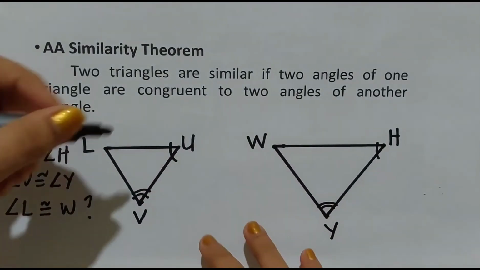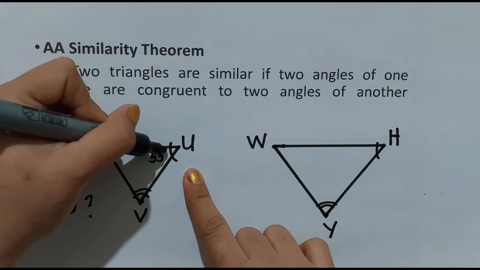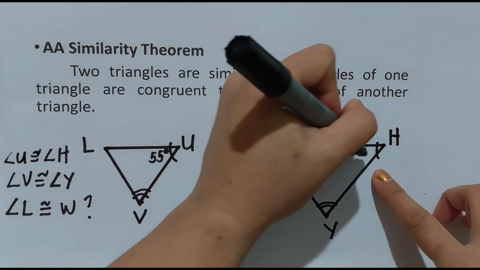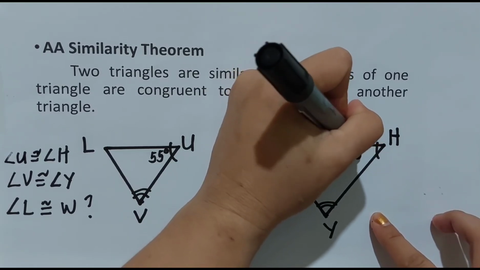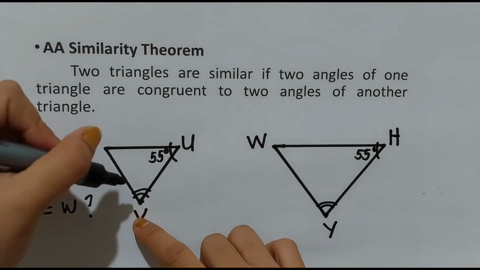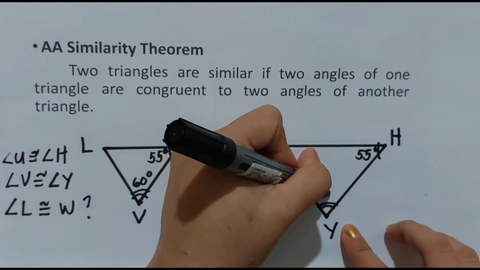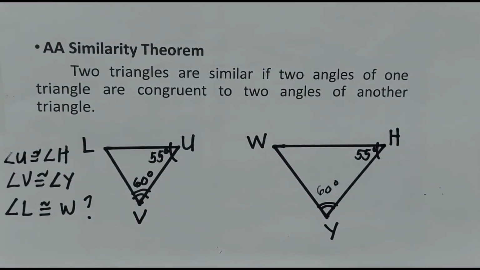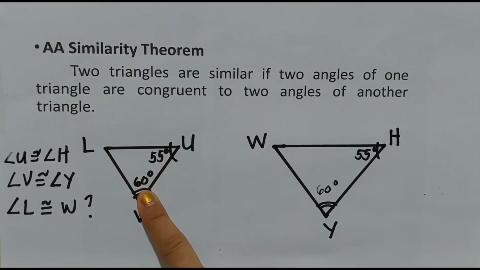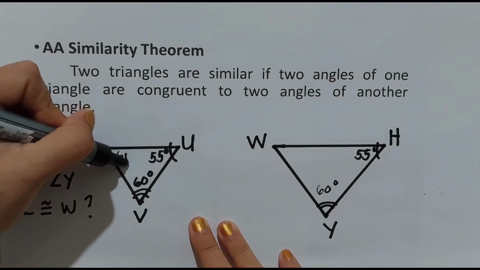What if we say that angle U is 55 degrees? So that means your angle H is also 55 degrees because they're congruent. And shall we say that your angle V measures 60 degrees? So that means your angle Y also measures 60 degrees. Now remember that the sum of the measures of the three angles of a triangle is 180 degrees. So if this is 55 and this is 60, how much is the measure of angle L? So this measures 65 degrees.